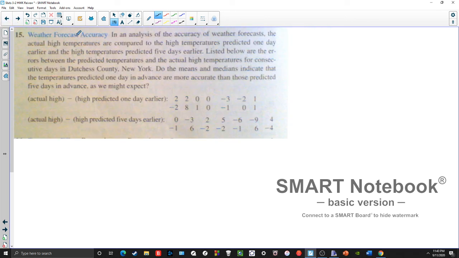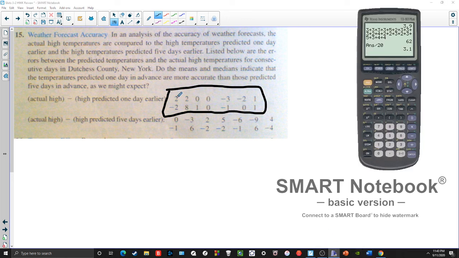Weather forecast accuracy. So again, these are your first 14 numbers. There's just a weird formatting issue that they put them in a table like this, but that's just because of the format. So once again, we're going to find the mean and the median. If we look at these numbers here, we add them all up, being careful of your negatives, which is actually easier to do because they set it up this way.